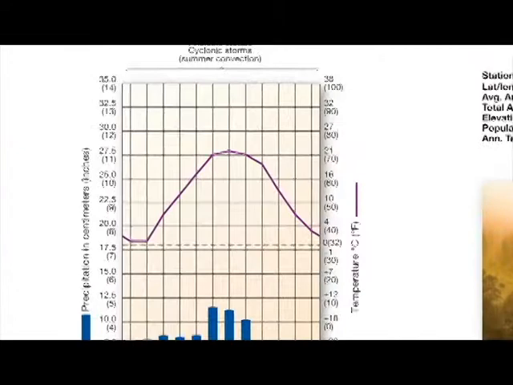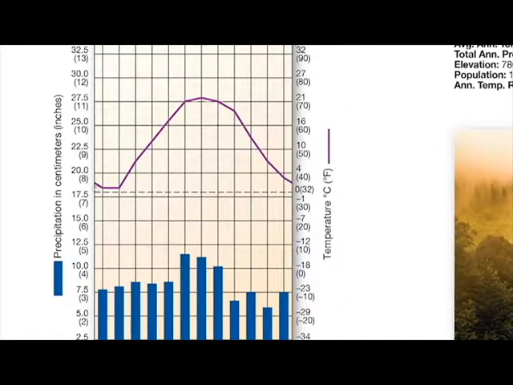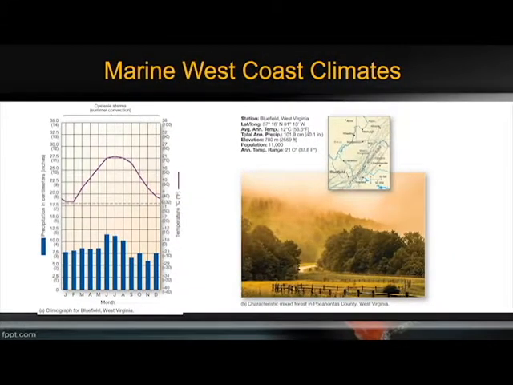So if you look at the climograph, you can see in detail you have a very well distributed precipitation, and still on average the temperature doesn't reach the freezing point. So that's one characteristic you have in that region.